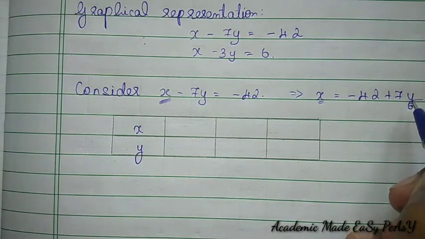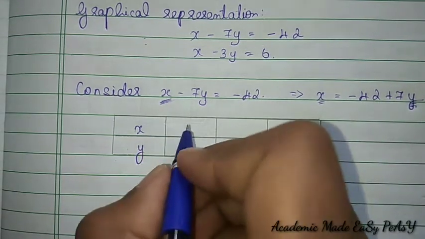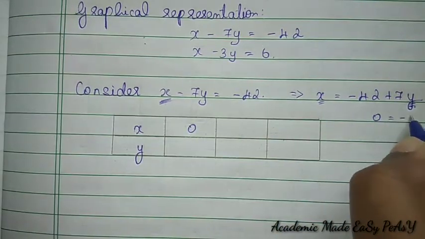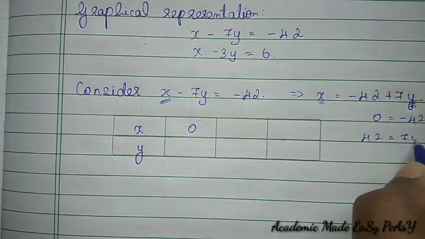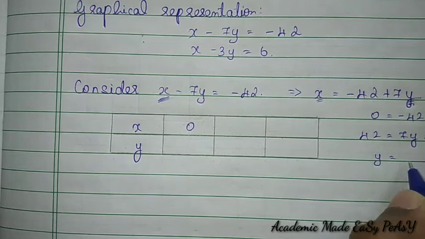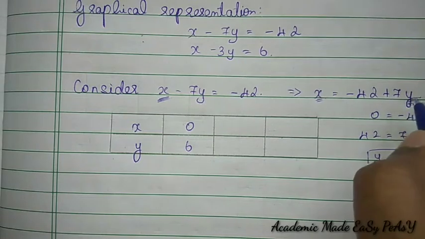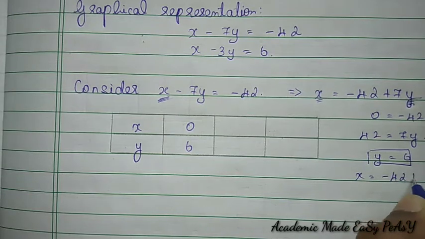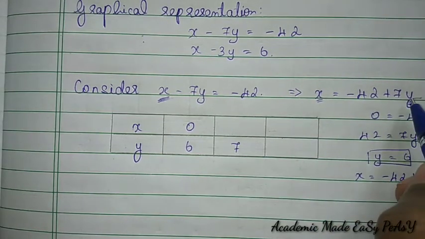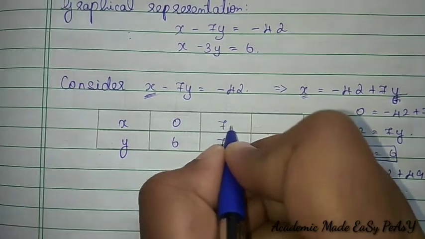Let me start from 6. So 7 sixes are 42, no? So I will have 0 over here. When my x is 0, 0 is equal to minus 42 plus 7y. So 42 is equal to 7y, so y is equal to 42 by 7, it is 6. So y value will be 6 over here. Next I will move on to the value of 7. So x is equal to minus 42 plus, if my y value is 7, 7 into 7 is 49. So x is equal to minus 42 plus 49, which is 7. So I will have 7 over here.